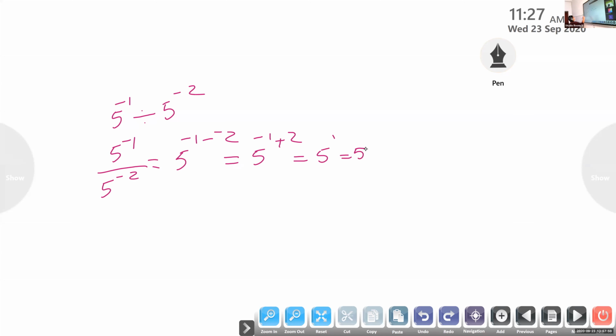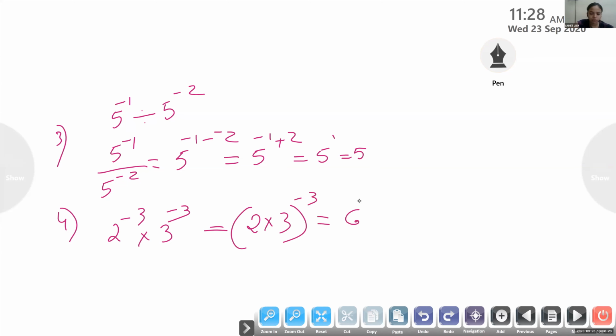2 raised to negative 3 into 3 raised to negative 3. We can get 2 into 3, the whole raised to negative 3, which is 6 raised to negative 3, which is equal to 1 by 6 raised to 3.